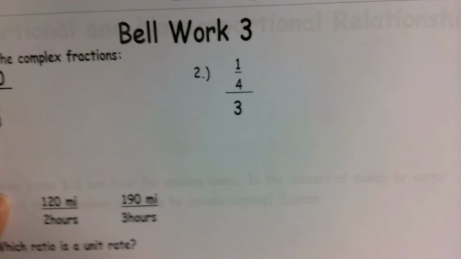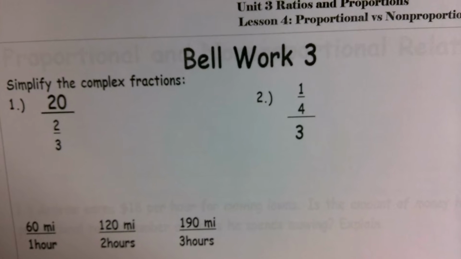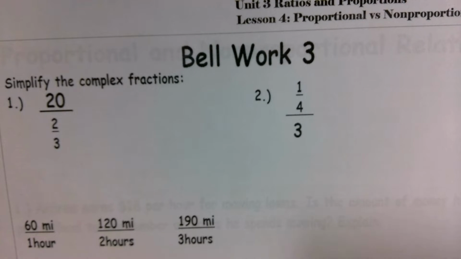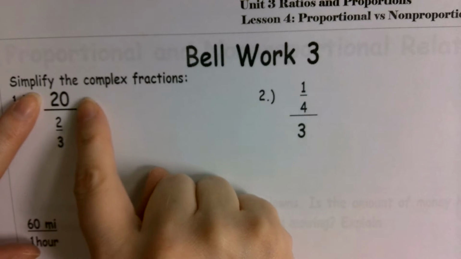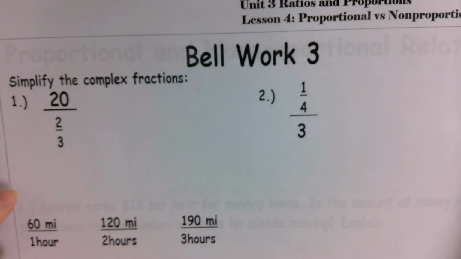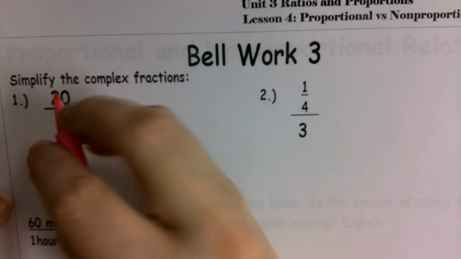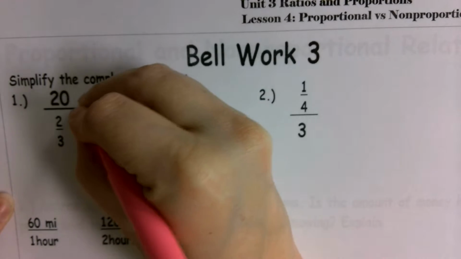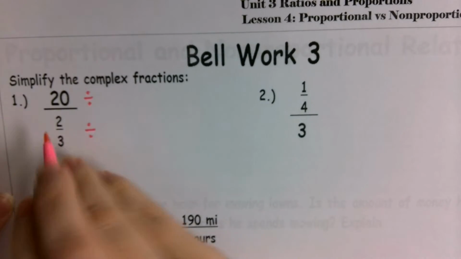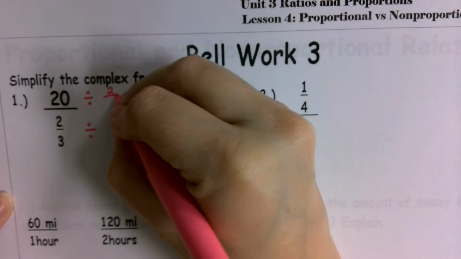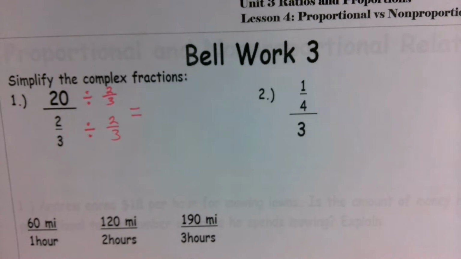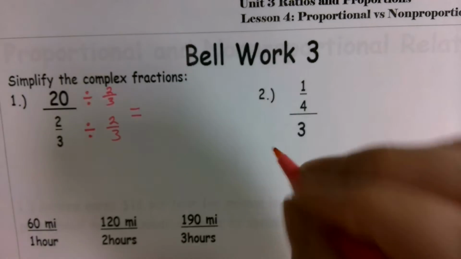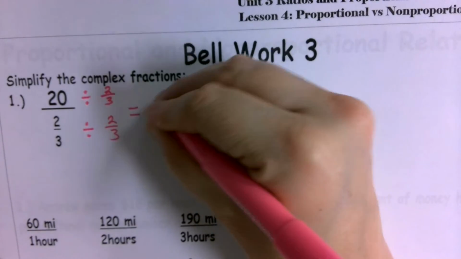For our first question for our warm-up, we're taking these complex fractions and we're going to simplify them into unit rates. So basically that means we're going to divide them, just like we did yesterday. We're going to take the numerator and divide it by the denominator. So all we are doing here is taking both the numerator and the denominator and dividing it by the denominator's value. So we're going to do 20 divided by 2/3, and we're going to do 2/3 divided by 2/3, and that's going to give it to us in the unit rate. So if we do 20 divided by 2/3, that's going to come out to 30.